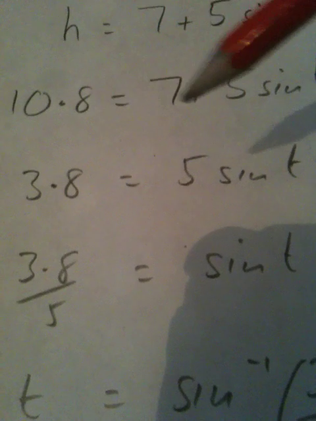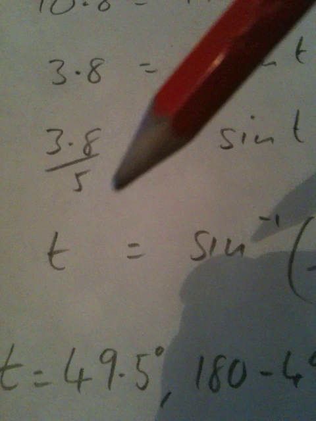So we have the equation. We substitute in 10.8 for the height because it tells us that's the height in the question. Subtract 7 from both sides. Divide through by 5 because we're trying to get sin t on its own. So divide both sides by 5 here. After that, we've got sin t equals something. So I've just rearranged it to get the t on this side, and we'll have to do sin to the minus 1 just to get the sin away from the t.